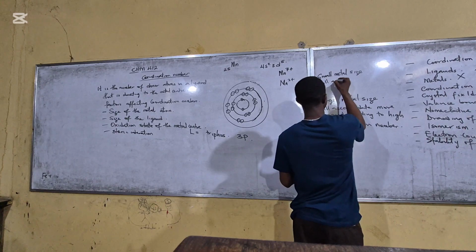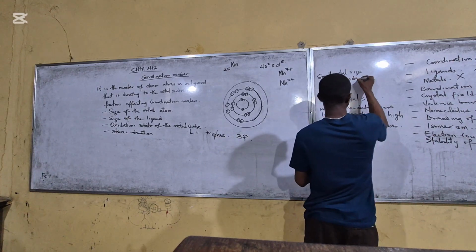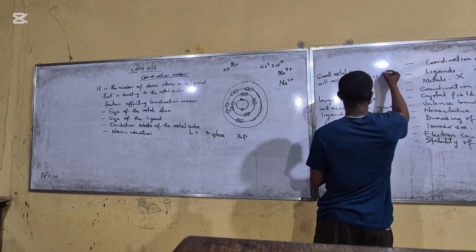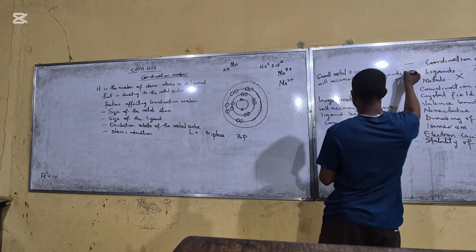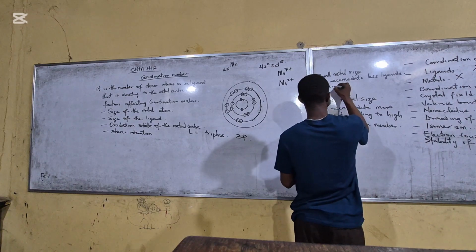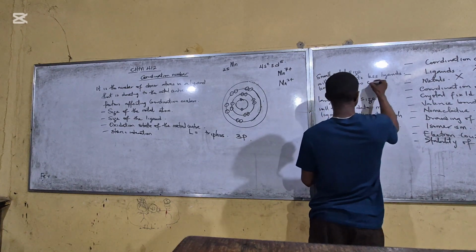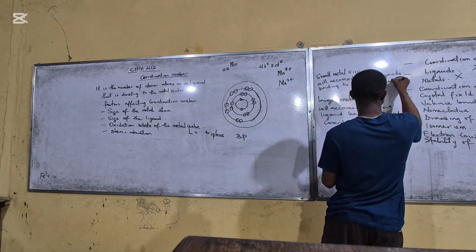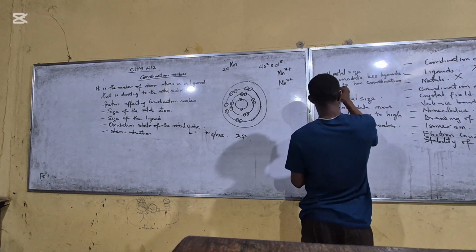I see that. So small metal size will accommodate less ligands, leading to low coordination number.